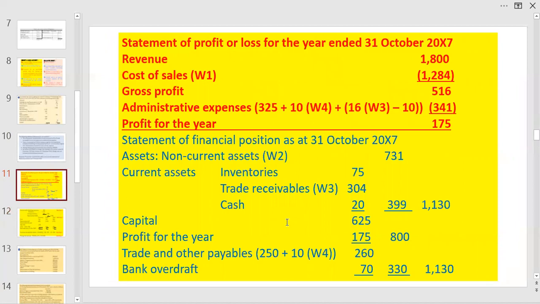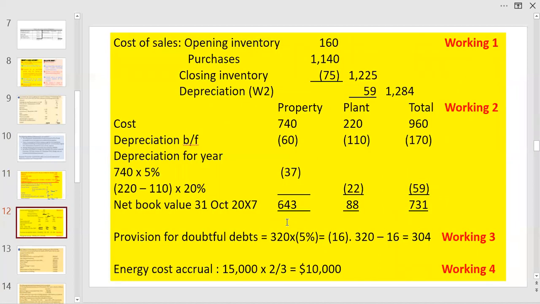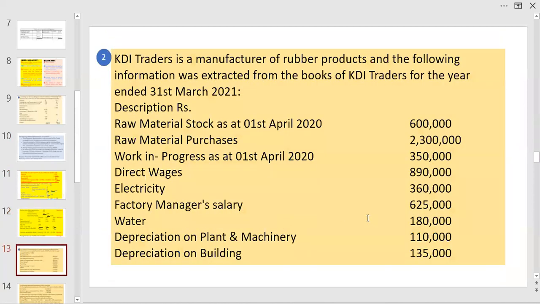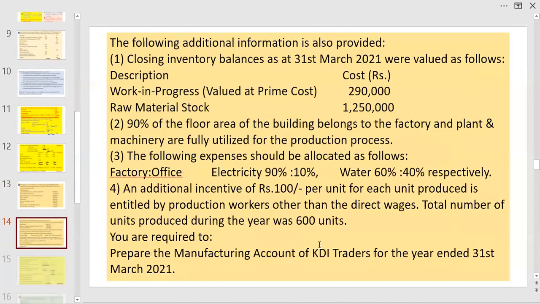Let's move on to the next question. This is about manufacturing account, which comprises raw material consumed along with direct labor and direct material, prime cost, and with all other overheads, the complete manufacturing cost. The special feature is work in progress.